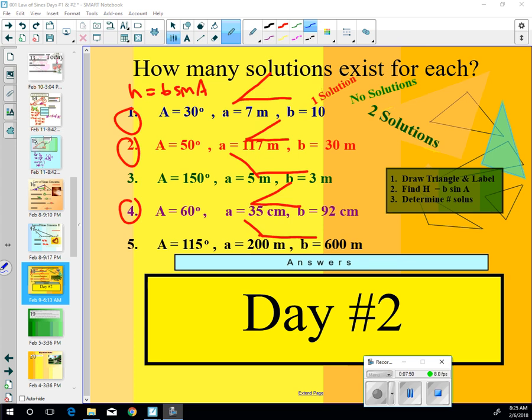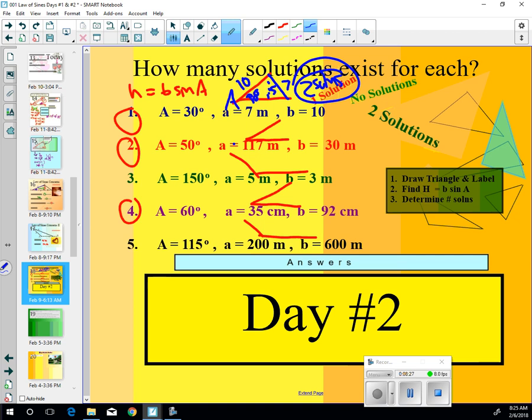All right, so for number 1, what did you get for B sine A? How long was that? 5, okay? So this height is 5, but A is straight across is 7, and B is 10. How many solutions are there going to be? This 7 is a little bigger than 5, but less than 10. How many solutions will that be? 2 solutions. You got it. Because do you see how that, because it's bigger? All right. How about for 2?